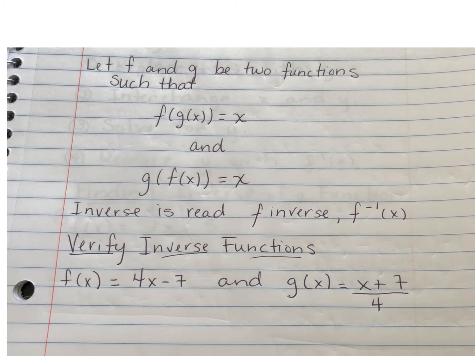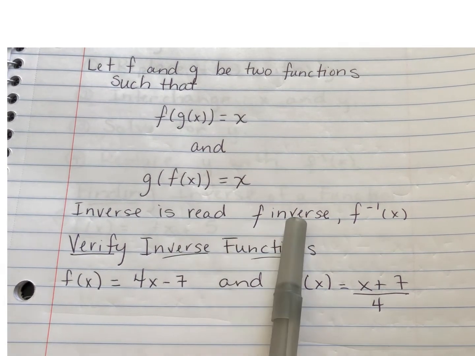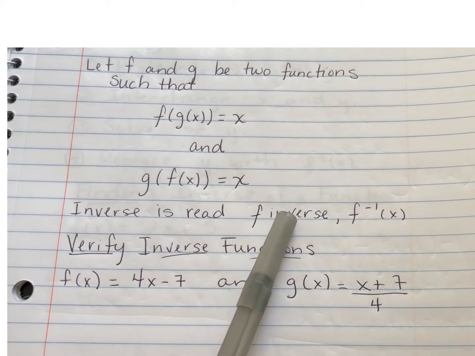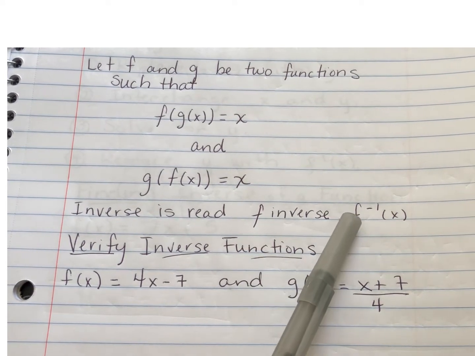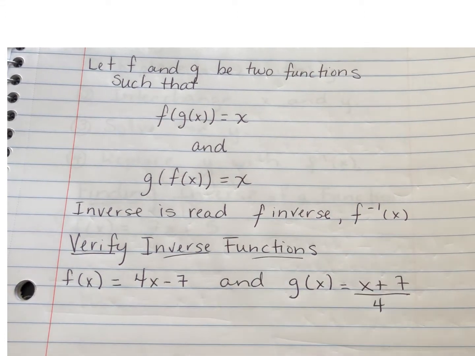So let f and g be two functions such that f of g of x equals x and g of f of x equals x. Inverse is read f inverse. And whenever we see the f inverse, you'll have a -1 by the f. So this is read f inverse.